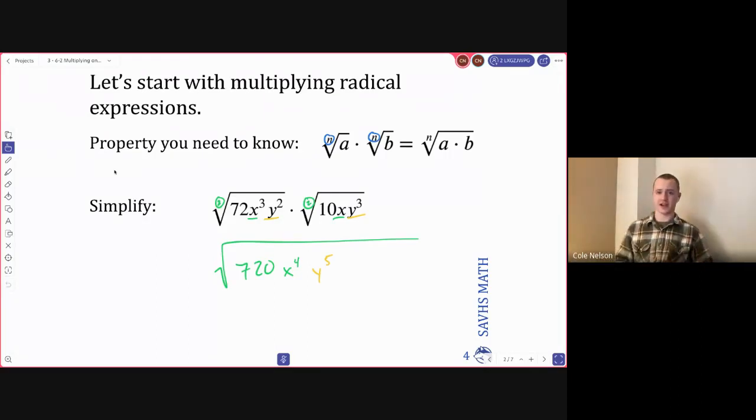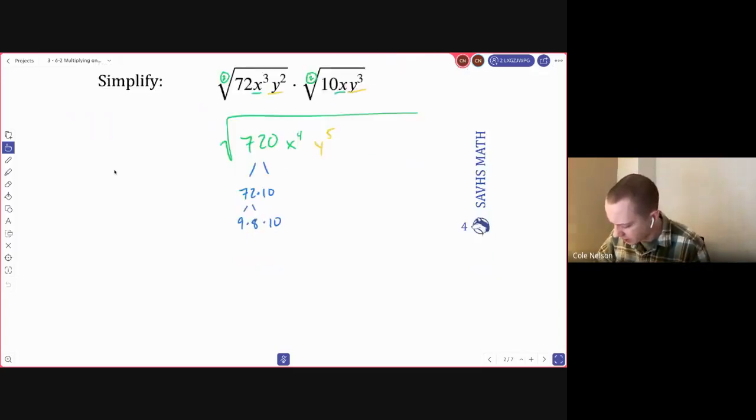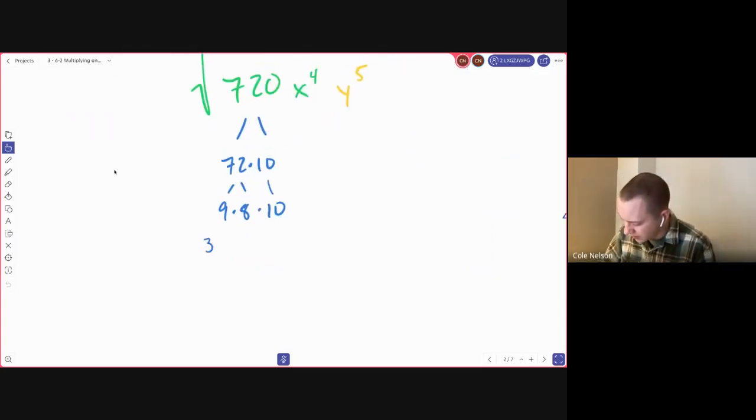Now this is a problem from Tuesday. So now I'm looking for, well, how can I split up 720? How can I split up x to the fourth? How can I split up y to the fifth? So 720 is, well, 72 and 10. 72 is 9 times 8. Okay. Let's see what else we can do here. 9 is 3 squared. 8 is 2 times 2 times 2. 10 is 2 times 5.